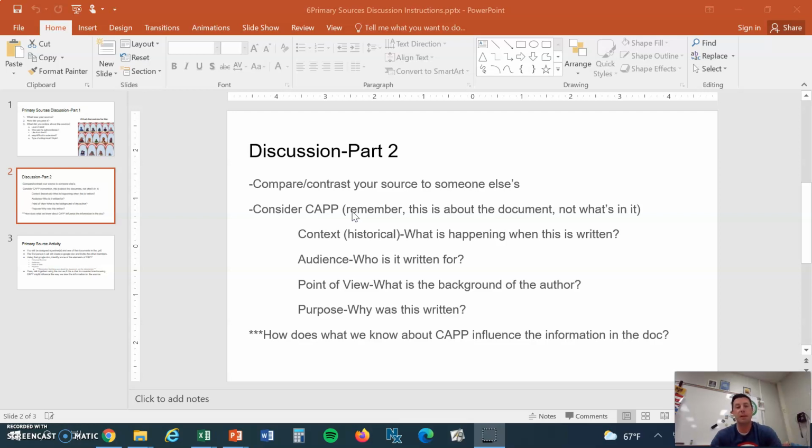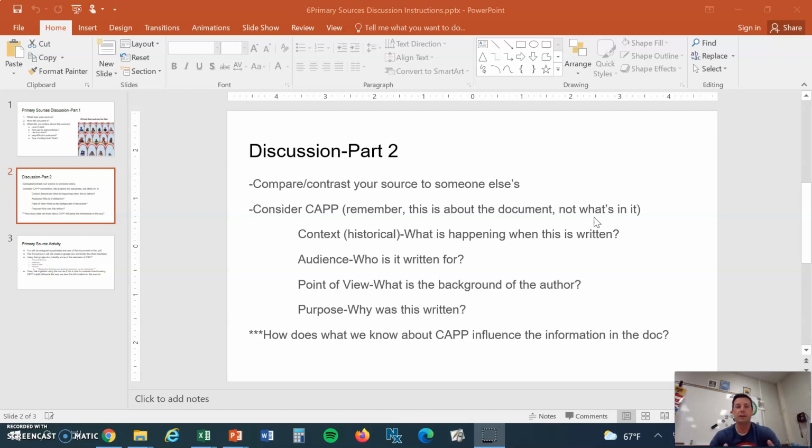So what is CAPP? CAPP is an acronym: historical context, audience, point of view, and purpose. And these four things, we can look at documents and examine these ideas, and then that will help us with what we read or look at within the documents themselves. So these are about the document itself, not necessarily reading into what's in it just yet.